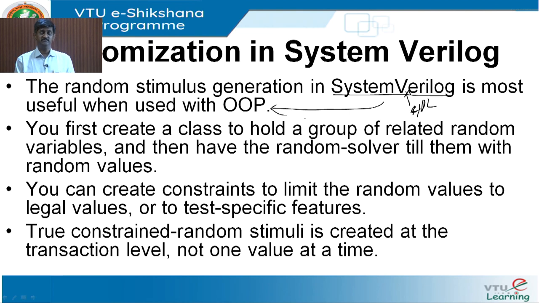So random stimulus generation in SystemVerilog is most useful when used with OOPs. The randomization in SystemVerilog is to look at your PRNGs, and that is nothing but your stimulus generation. Your first thing is to create a class which holds your objects, where the objects will have a different set of values. Those object group values are your object members, which I will call random variables. So I will create a class which holds a group of related random variables.